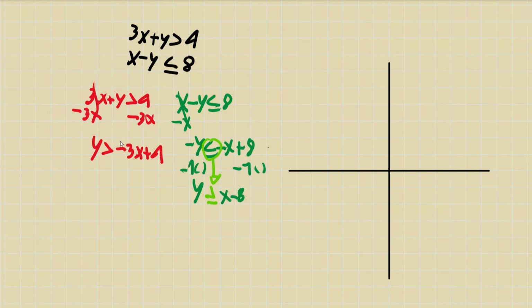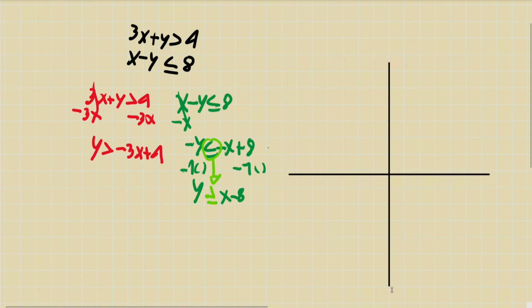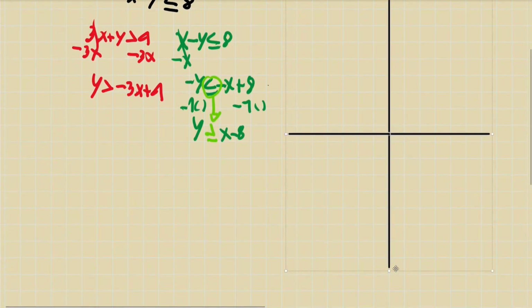All right, so let's start by graphing the first one. Let me just make this graph bigger so you can actually graph both. Anyways, let's start by graphing the first equation. Our y-intercept here is 4, so let's go 4 up, and let me just plot a point here. And our slope is negative 3, so I'm just going to go 3 down and then 1 to the right.